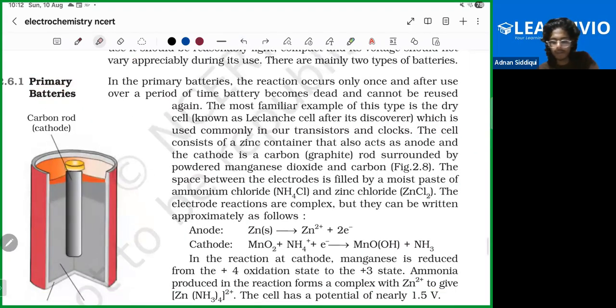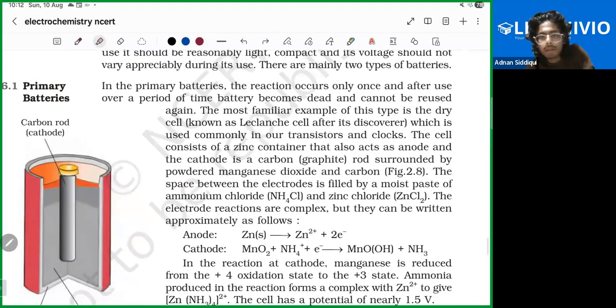Primary battery. What is a primary battery? In the primary battery, the reaction occurs only once, and after use over a period of time the battery becomes dead or cannot be reused. So it is the battery that we use only one time, then we have to throw it away. A primary battery is only usable one time. Can you tell me some examples of a primary battery?